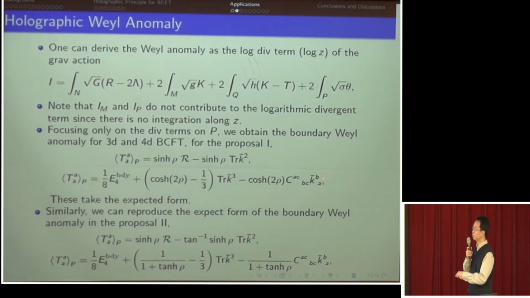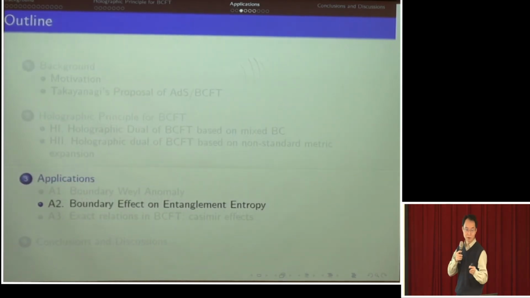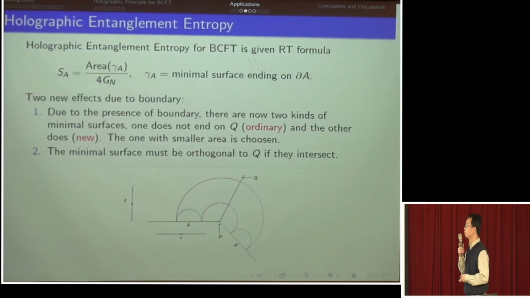So you do get all the expected forms of the gravity invariants. The only difference between the two proposals is that you get different expressions for the central charges. But they agree when rho equals 0, but in general the functional forms are different. So this corresponds to different boundary conformal field theories, because boundary conformal field theory can have different configurations of central charge in general.